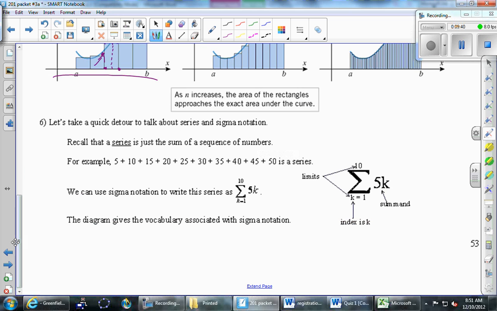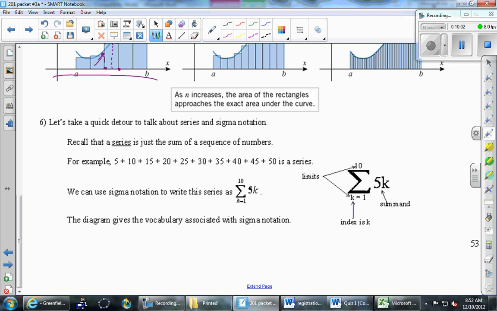All right, number 6 is a quick detour to talk about series and sigma notation. So a series is just the sum of a list of numbers, a sequence of numbers. So for example, 5 plus 10 plus 15, all the way up to 50 is called a series because it is a sum, right? Series S, sum S.